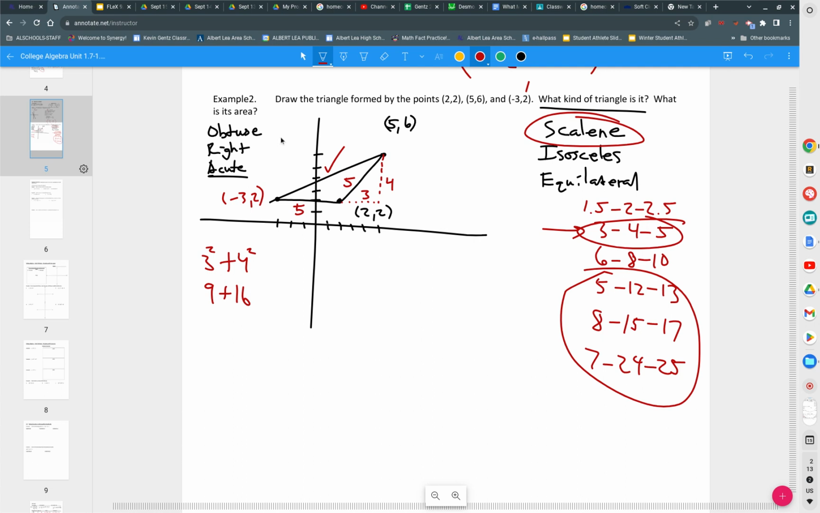That's for red. So you get 4 times 5, divided by 2. That's it. Dude, you're like a genius, man.